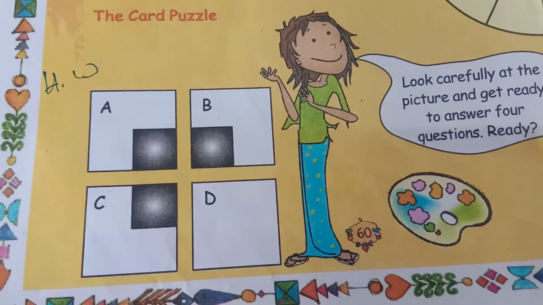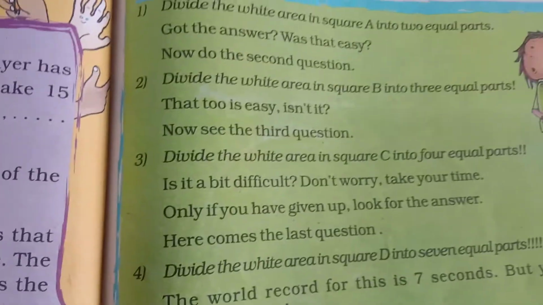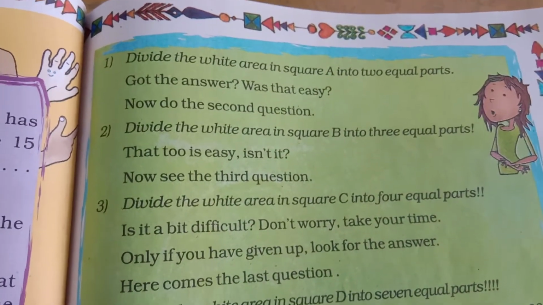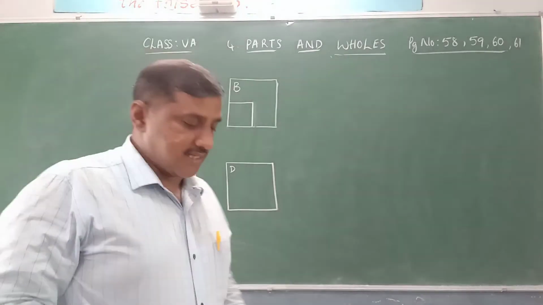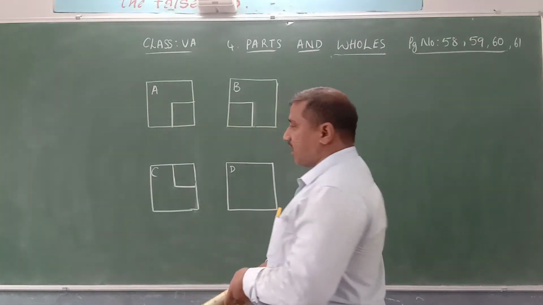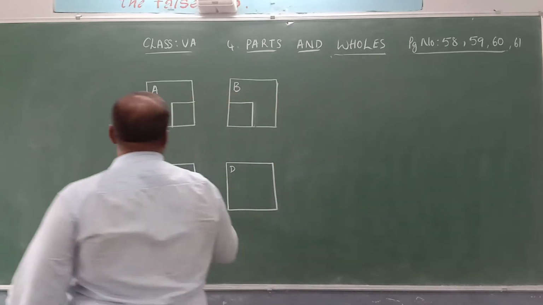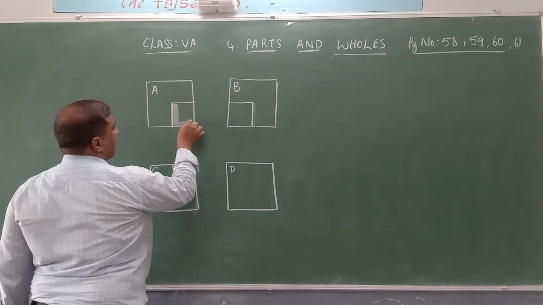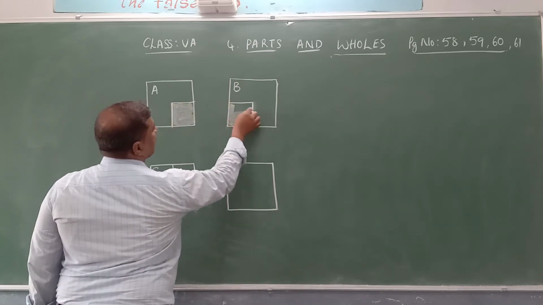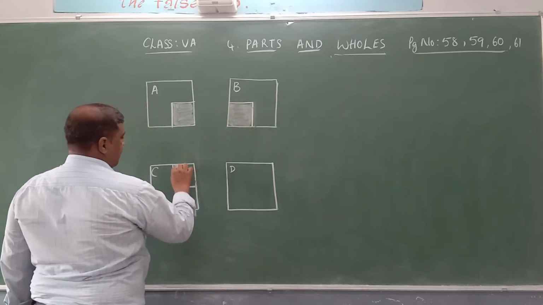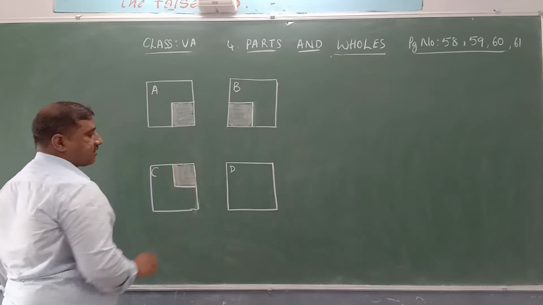Ready. So here observe this picture and get ready to answer the questions. Here are the questions. We will see these questions one after the other. Now see that puzzle. Here 4 cards are there, card A, card B, card C and card D. In that some part is shaded with black color. Shaded portion you are finding in card B, card C and card D. Card A is not shaded. Now you should answer the questions.